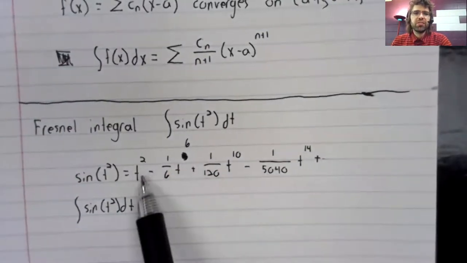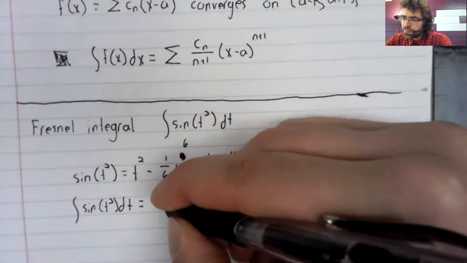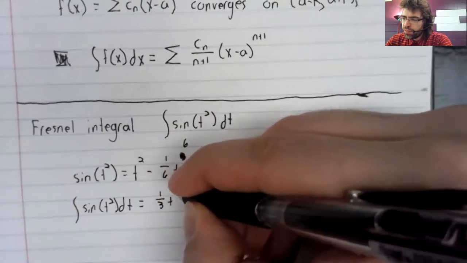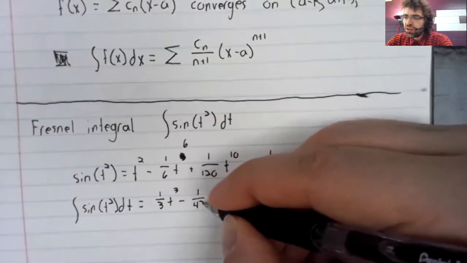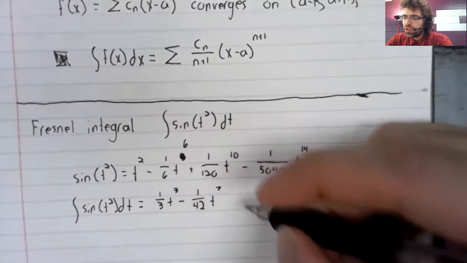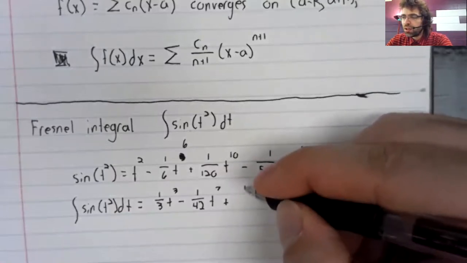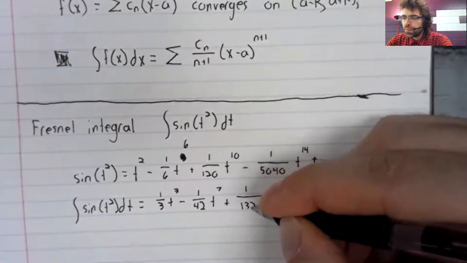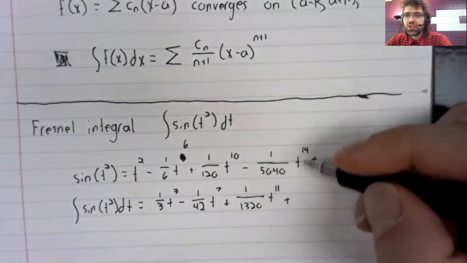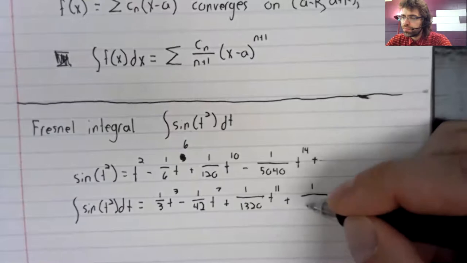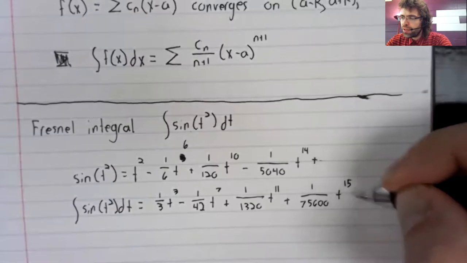We integrate t squared in the normal way. We integrate t to the sixth in the normal way. We integrate t to the 10th in the normal way. Integrate t to the 14th in the normal way.